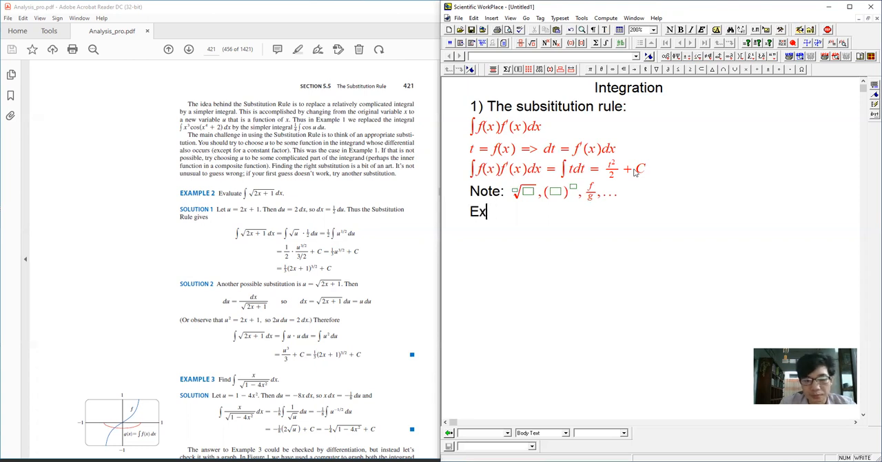For example, when we want to integrate the function square root of 2s plus 1 times s ds, we could see this integral has a cube root, so we could use the cube root and substitute t for the cube root.